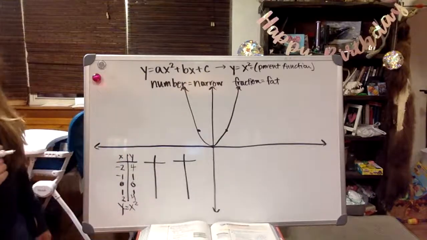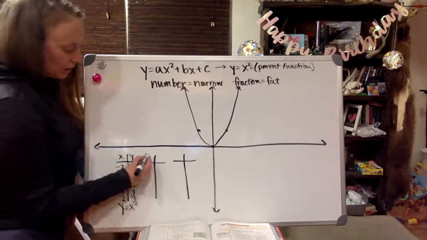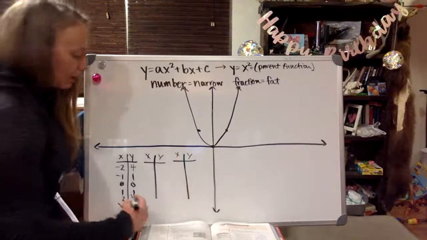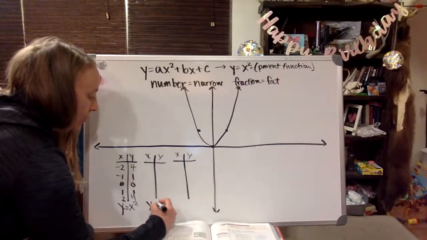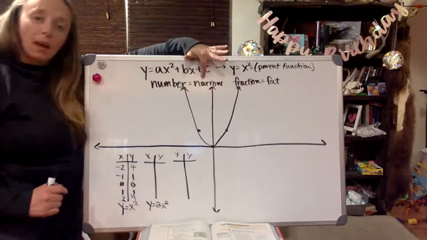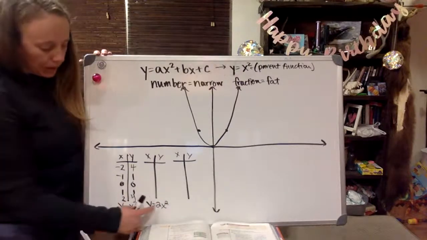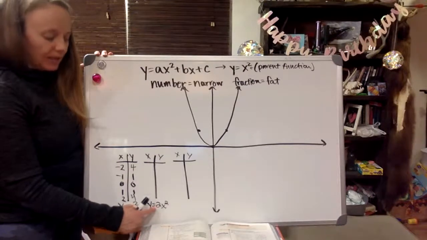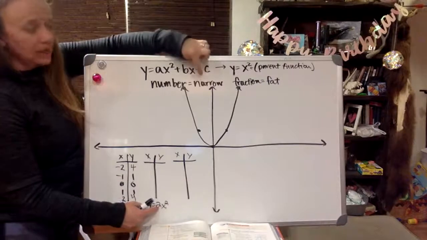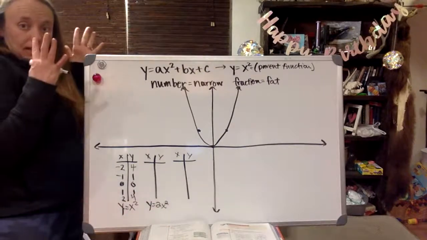All right, cool. Our next one, x, y. We're going to now look at y equals 2x squared. So I have a number greater than 1 that I'm dealing with. If this was a -2, I just know that it's opening downwards, but a number greater than 1 means it's narrow, okay? It's going to get skinny.